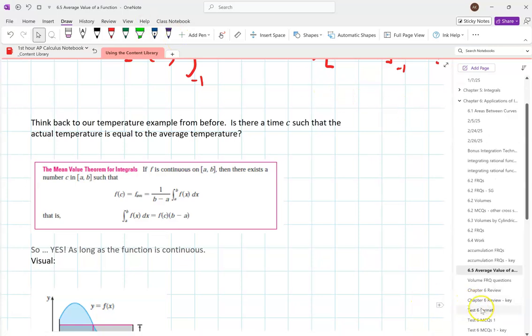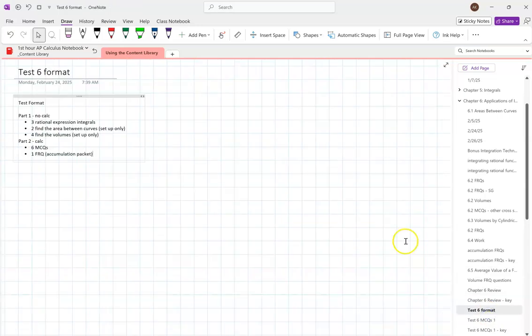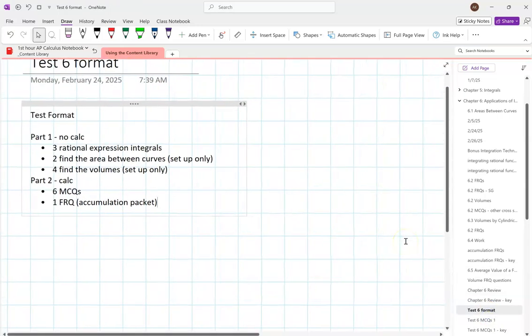So I want to talk about test format. I went and wrote the test yesterday. I haven't proofread it yet, so this might change a little bit, but this is essentially the outline here. In the no calculator section, that'll be first, you're going to have 3 rational expressions to integrate. Remember, there were 3 different techniques we saw. Seems like you might see one of each.